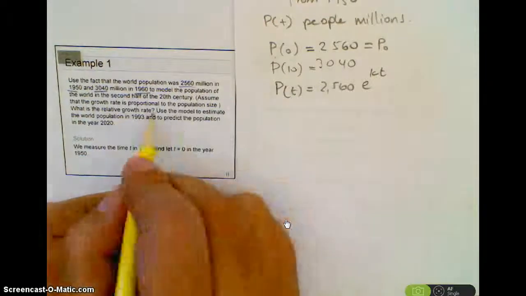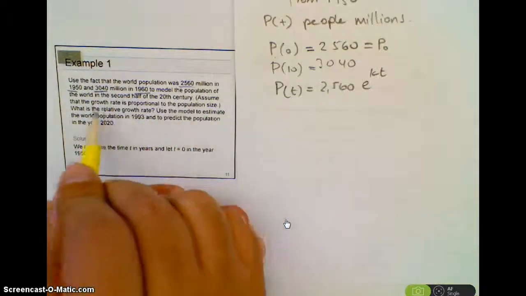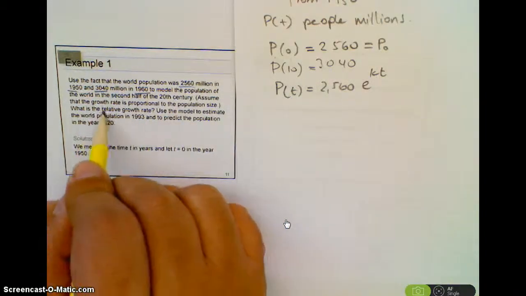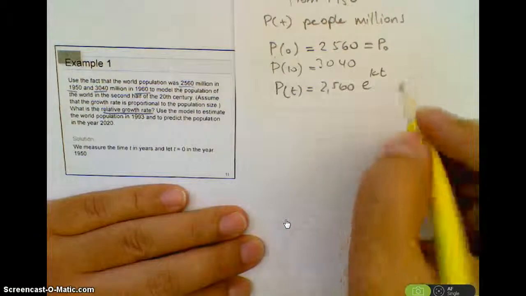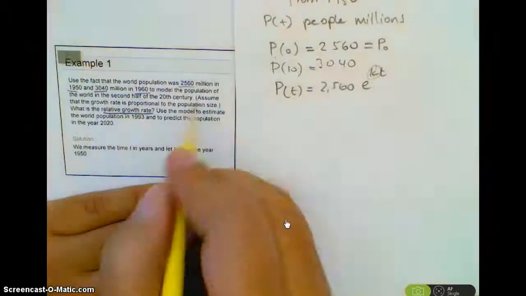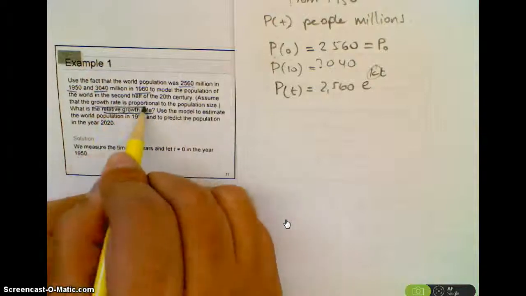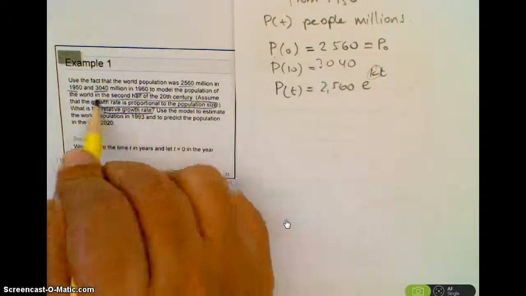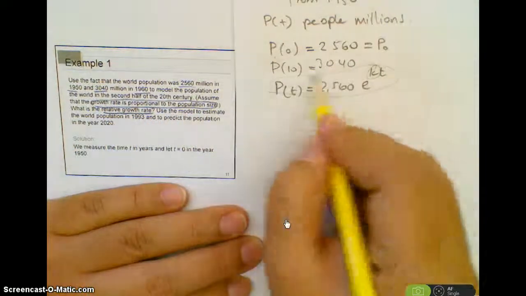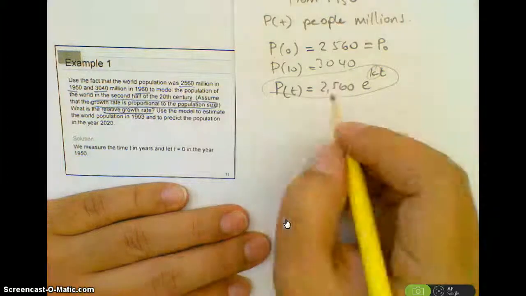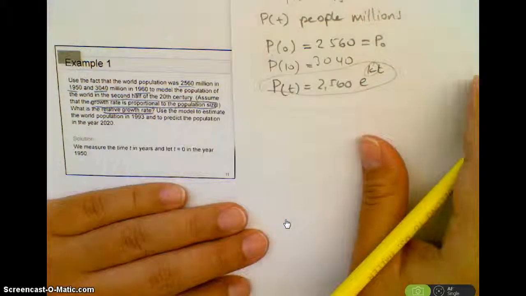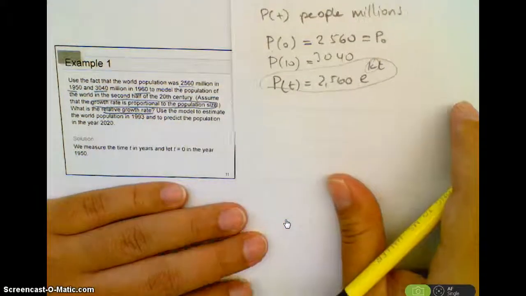And it's asking us what is the relative growth rate? So they're asking us for k. Where it says assume that the growth rate is proportional to the population size, that is exactly the piece that we need to know in order to set up an equation like this. Because remember, we're going to use base e for population as long as this is true.